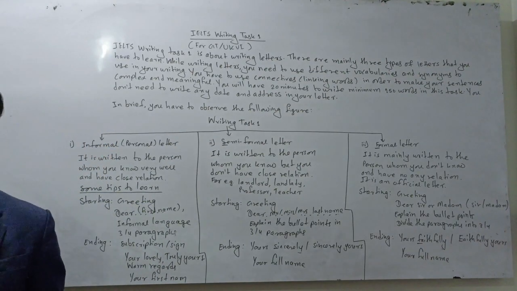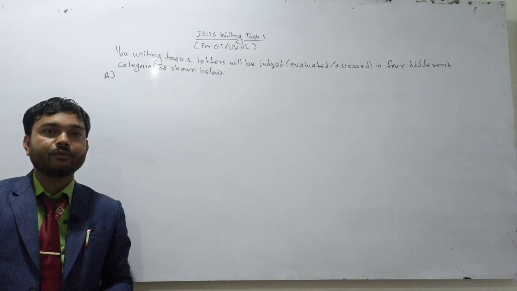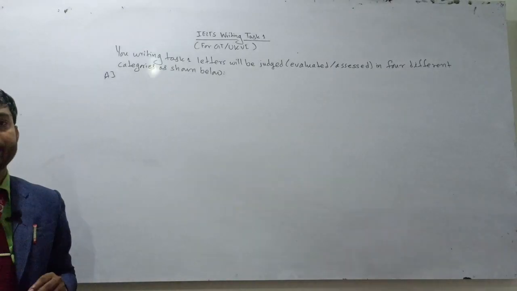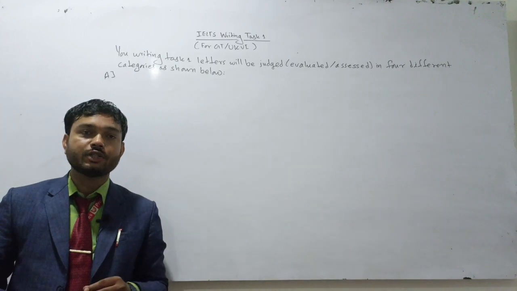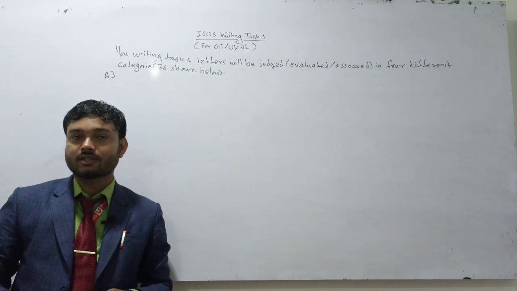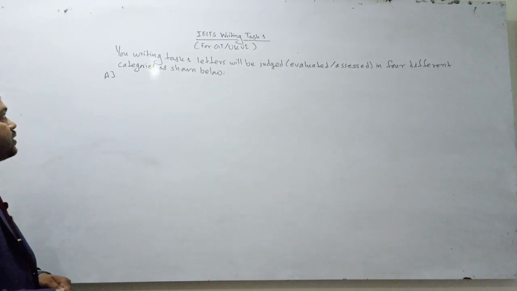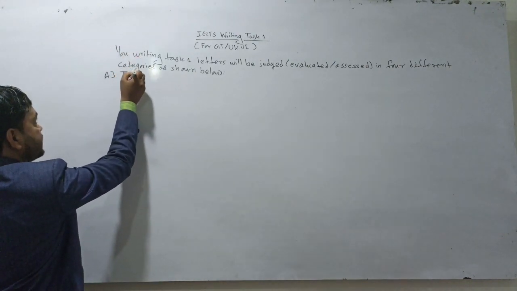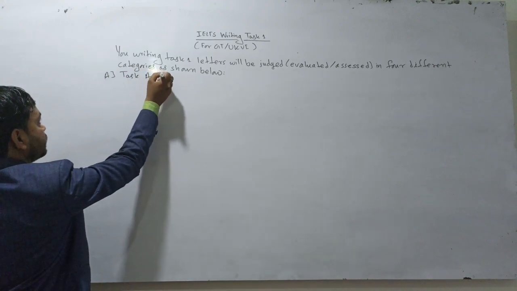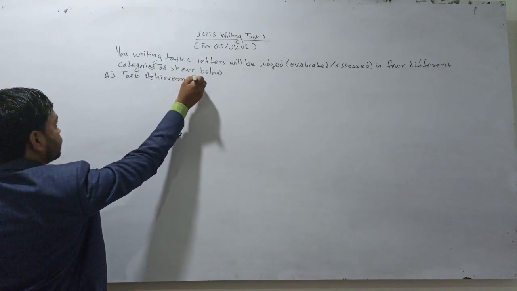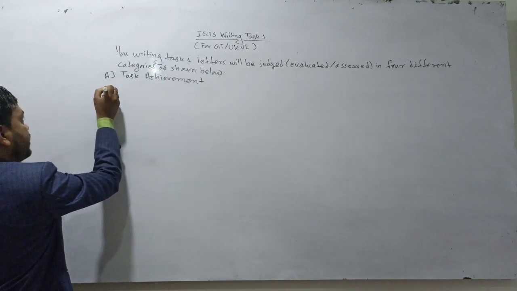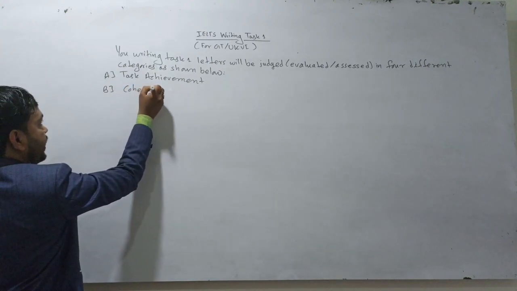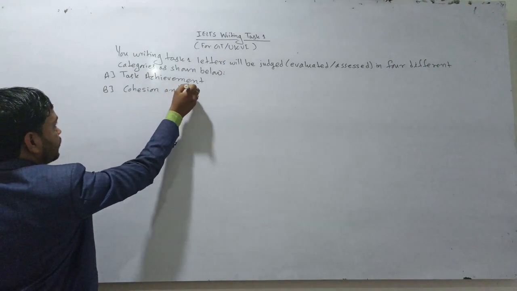Stay with me. Now here you are on this board. You will learn 4 different categories which can judge your writing letters in Task 1. The first one is called task achievement. The second one is called cohesion and cohesive.